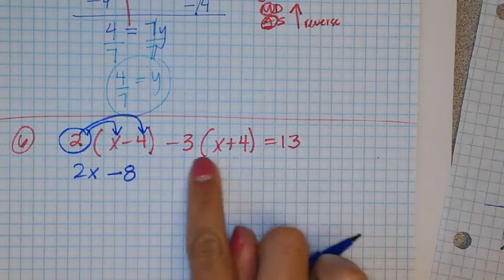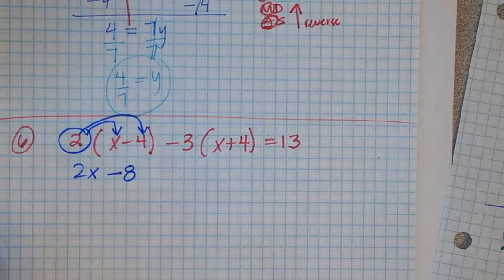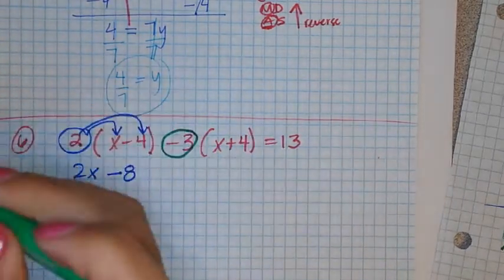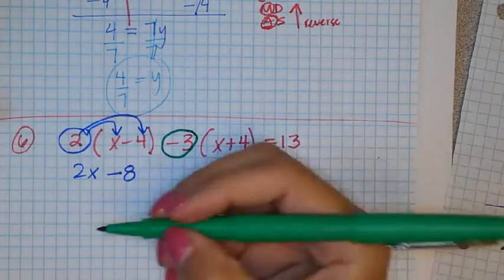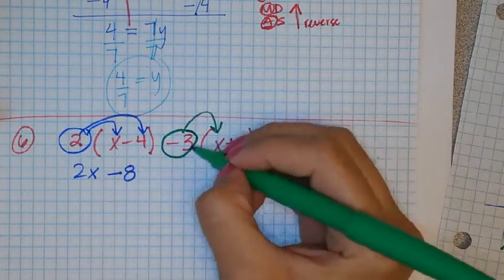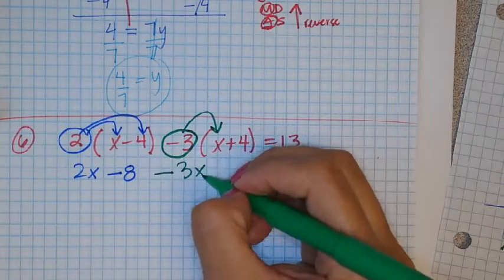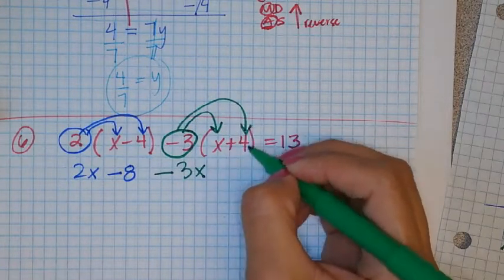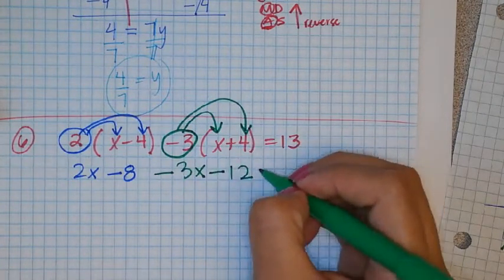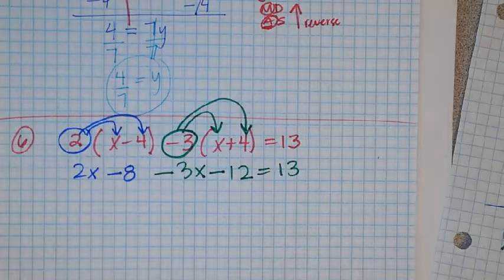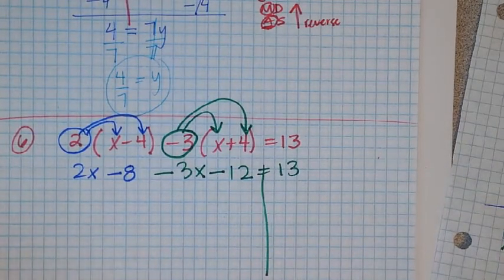Over here I have another thing to distribute, negative 3. Remember, circle the sign in front of it. Negative 3 times x is negative 3x, negative 3 times 4 would be negative 12. Okay? Now I do have terms that are alike, so I have several x's in there and several constants in there. So I'm going to have to combine the like terms to shorten this.